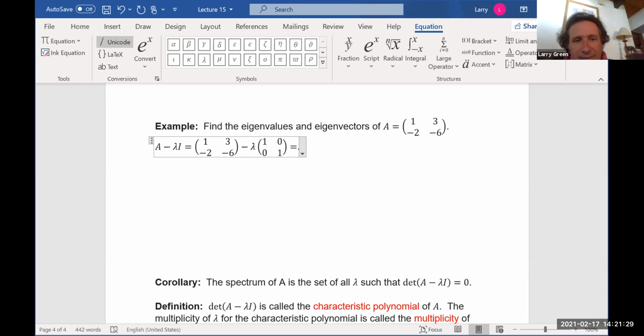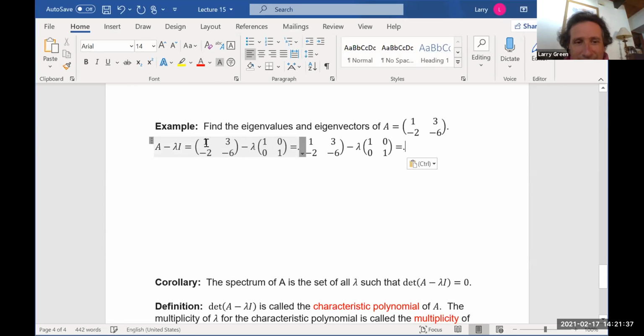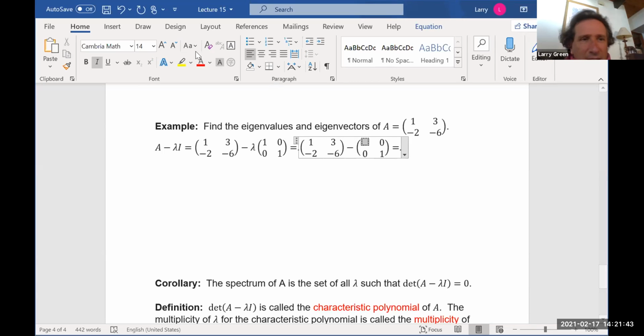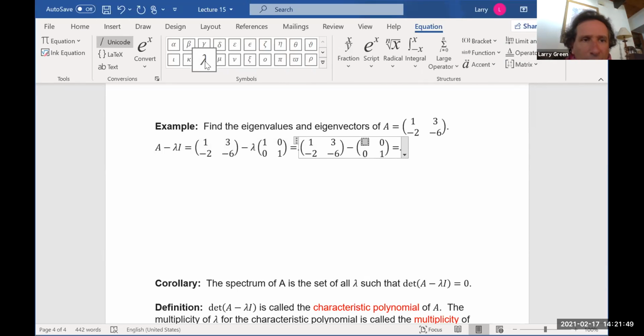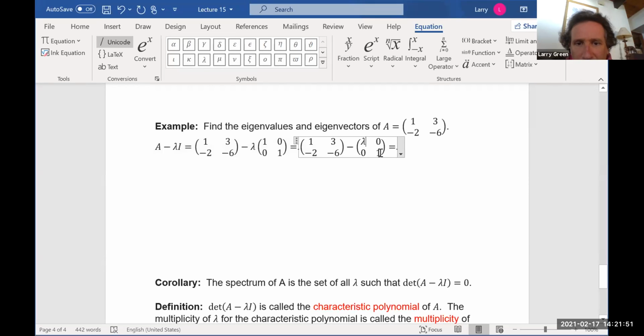Okay, now I can actually do the arithmetic. And in fact, maybe I'll do it slowly because it seems like you might need it. It's been a while. The one week is tough. So I can multiply the lambda through, and I get lambda, 0, 0, lambda. Any questions on that?